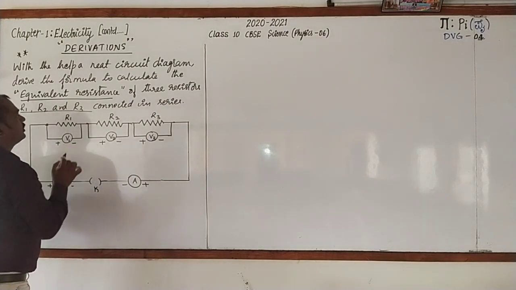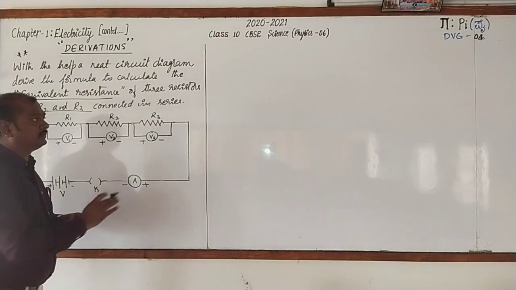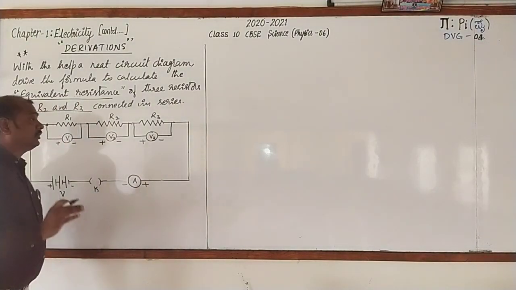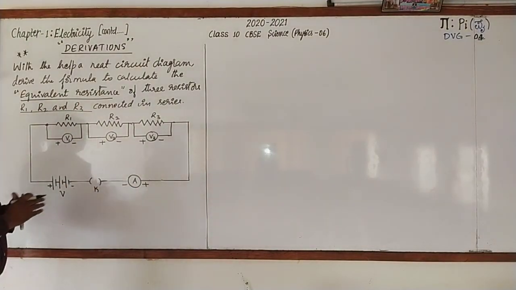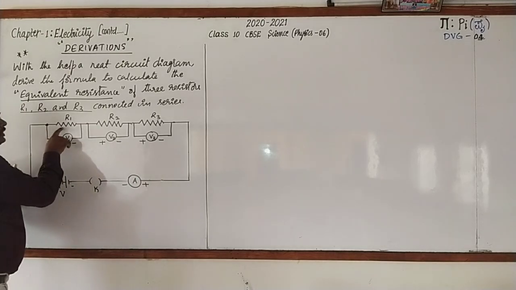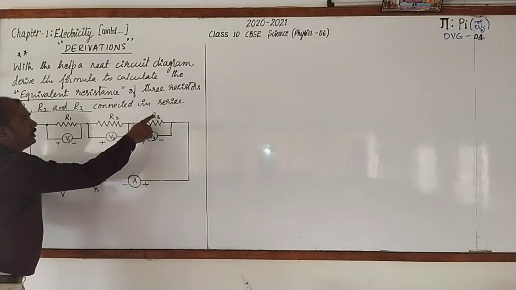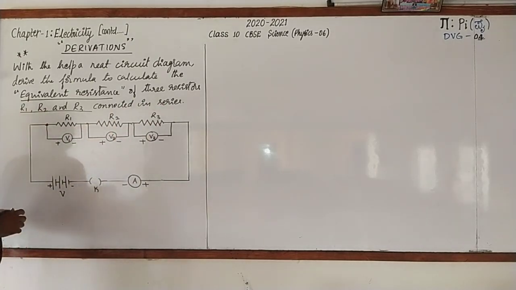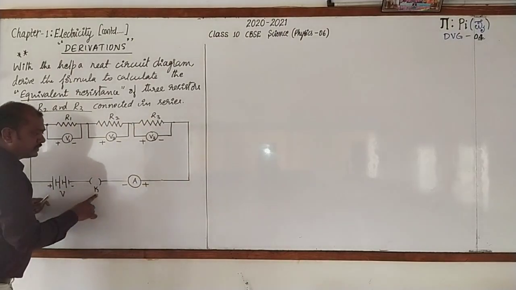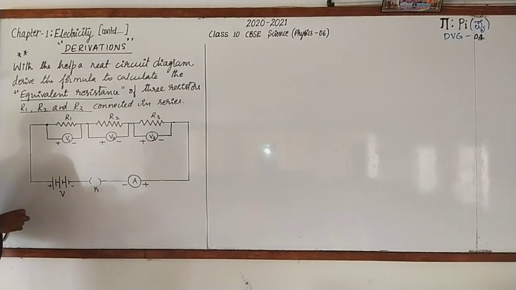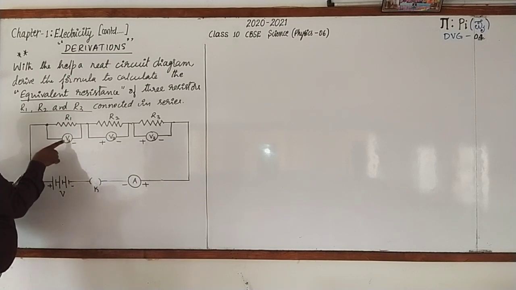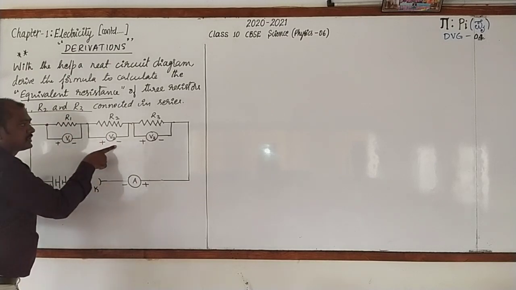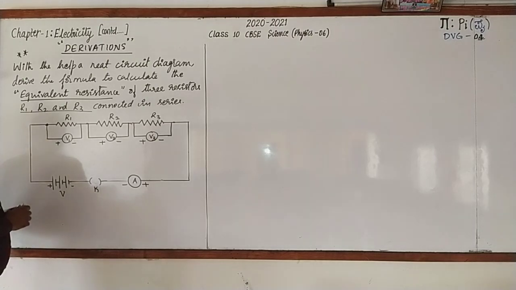Here we have taken R1, R2 and R3 connected in series. This is the question. Then you have to draw the circuit diagram. This is the circuit diagram. You can observe that three resistors are there, R1, R2 and R3. They are connected end to end, which we call a series connection. Then it is connected to the terminals of a battery along with the switch and the ammeter, which measures electric current. Then we will find the potential difference across each resistor. Just we have connected a voltmeter.